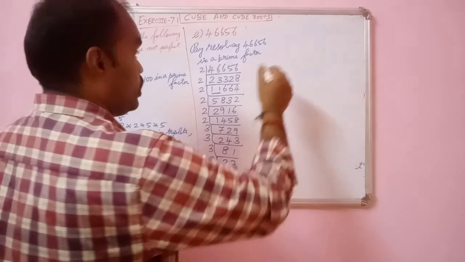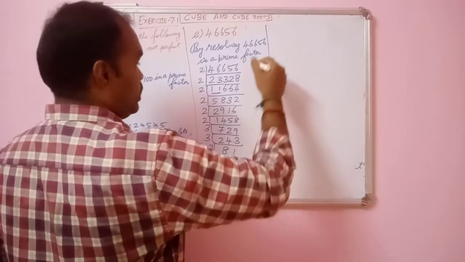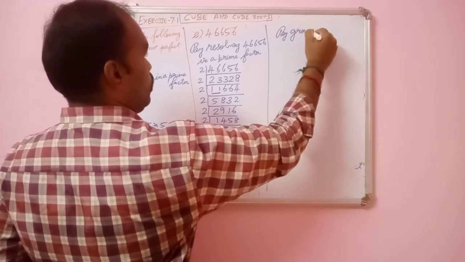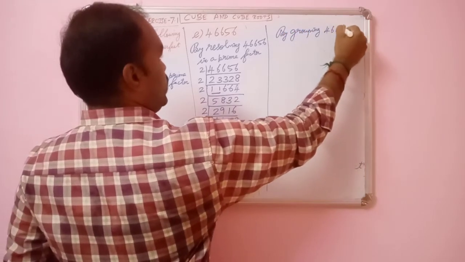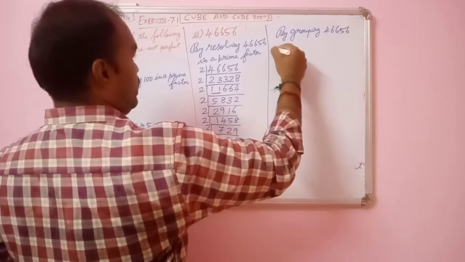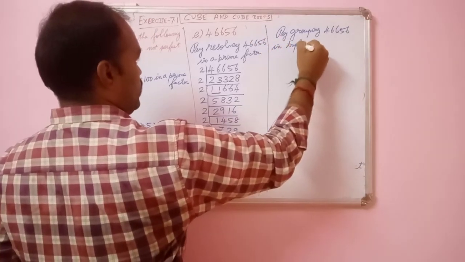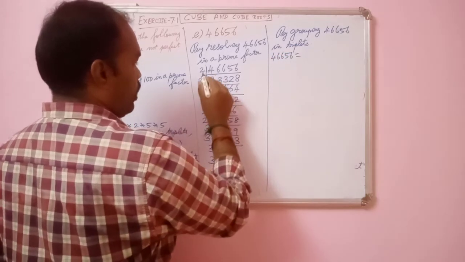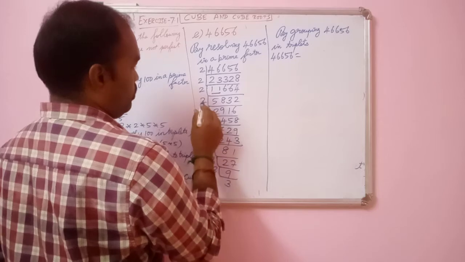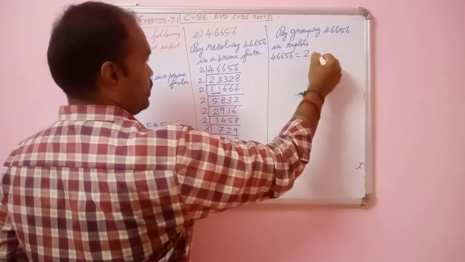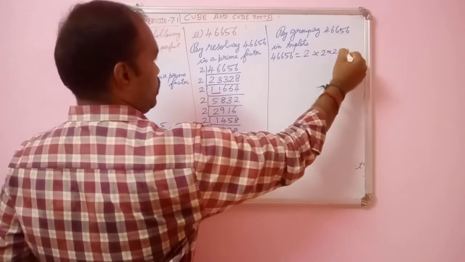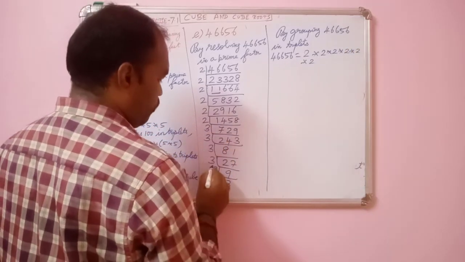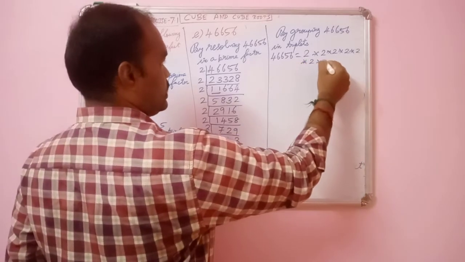So for this one, what do we need to write by grouping 46,656 in triplets? One, two, three, four, five, six. So there are 6 twos. One, two, three, four, five, six. 6 threes.